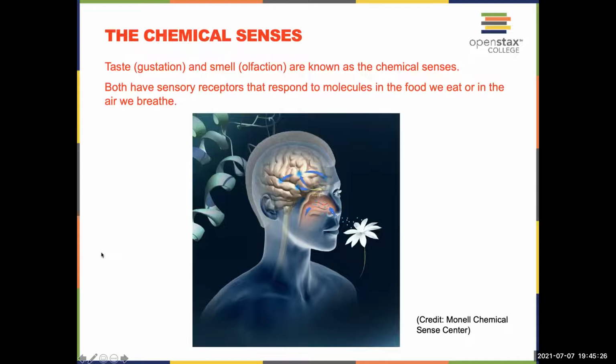Now we're going to be looking at the chemical senses. So we're talking about gustation and olfaction, which is your sense of taste and smell. And the reason why they're known as chemical senses is because the receptors actually respond to the molecules that we eat, right? So that's how we taste. And how we smell is the molecules that are in the air that we breathe, right? So that is why it is known as the chemical senses.